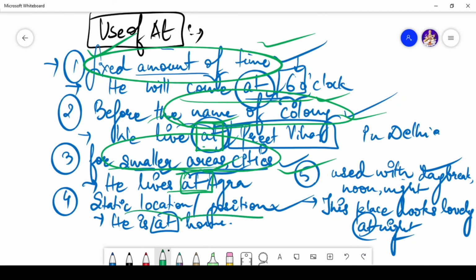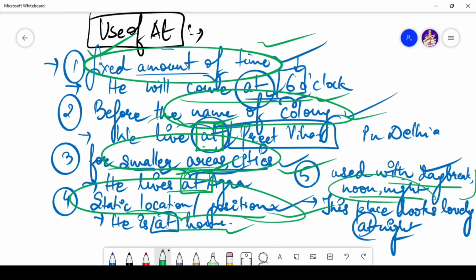Again, whenever you are talking about any static location or position, in that case again you are going to make use of "at". It is used with daybreak, noon or night. In this scenario, again you are going to make use of "at".